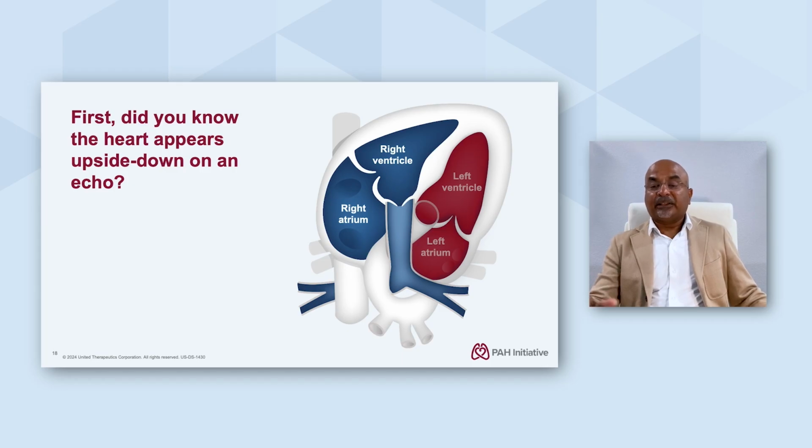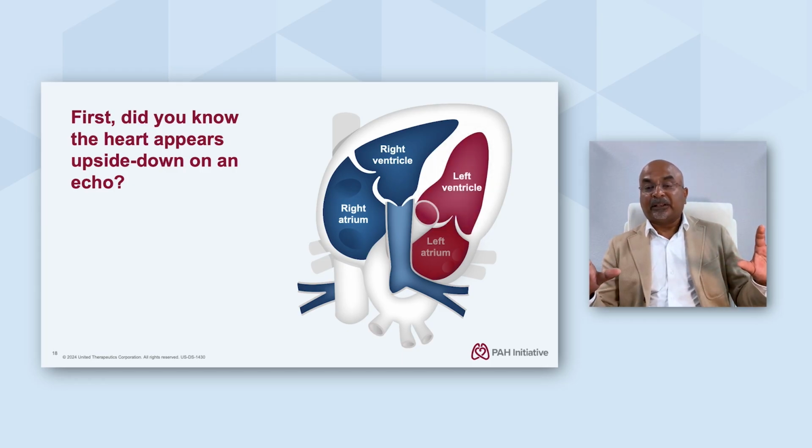And you can see that the two ventricles, the right ventricle and the left ventricle, as depicted there, are on the top, and then the right atrium and the left atrium at the bottom.